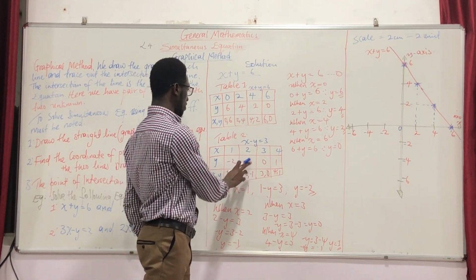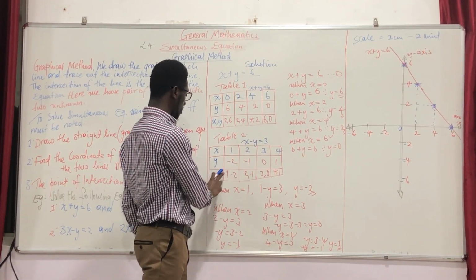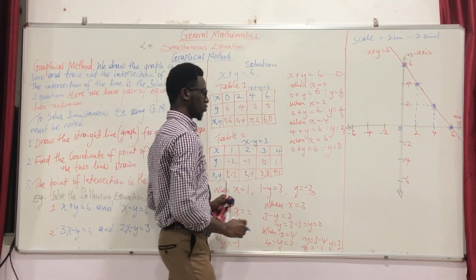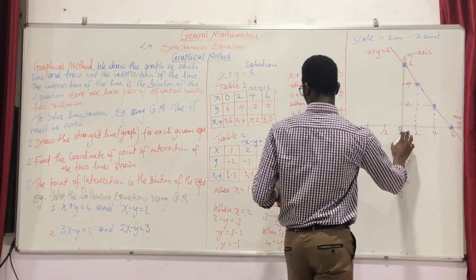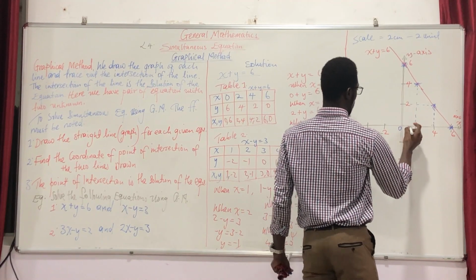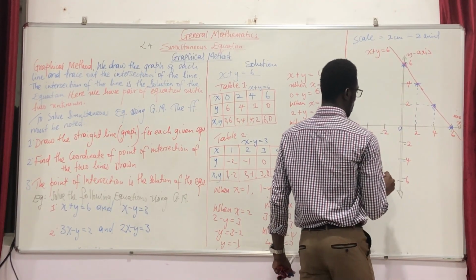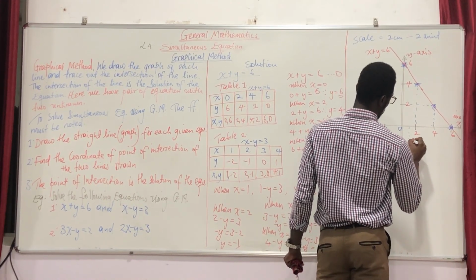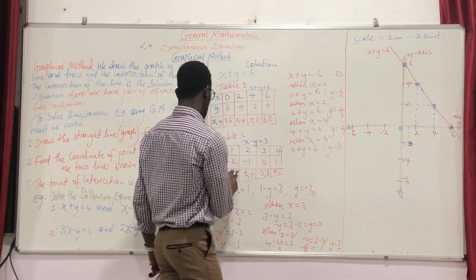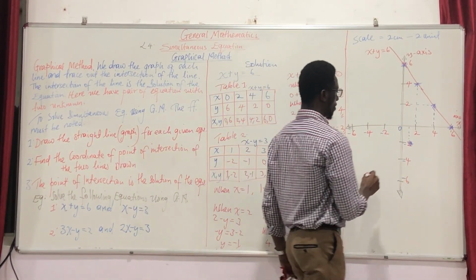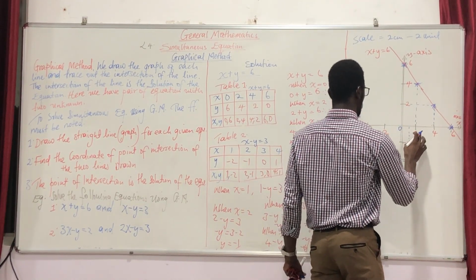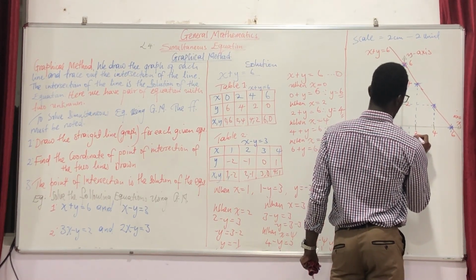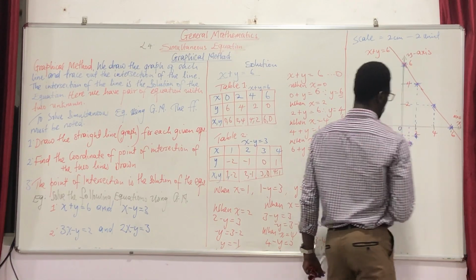So now let's see the second table. We have another set of coordinates. We have 1, minus 2. When x is 1, y is minus 2. So here we trace. When x is 2, y is minus 1. So this is our minus 1, a point between this and this.